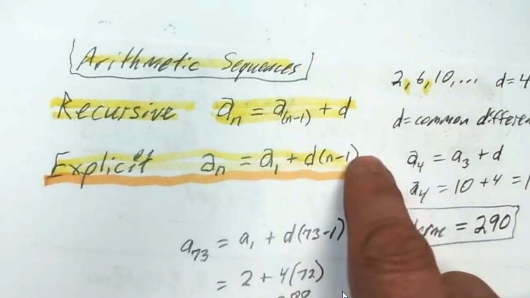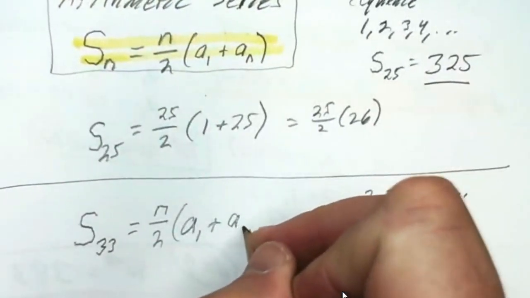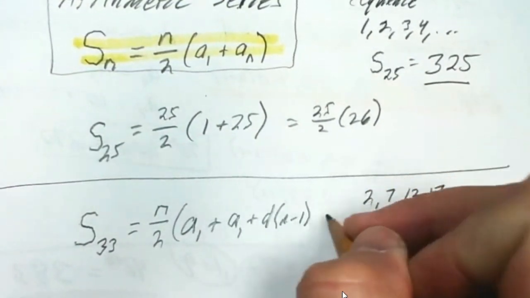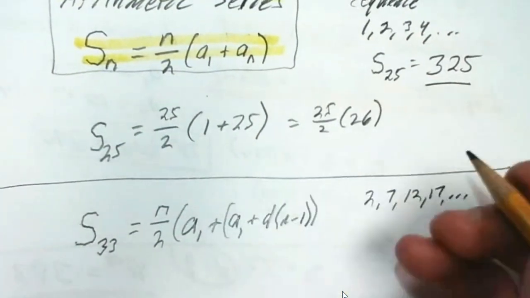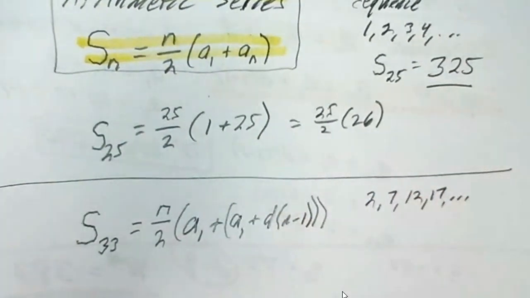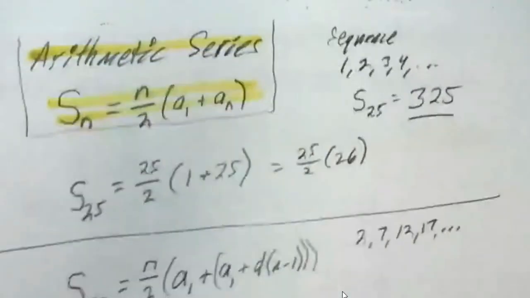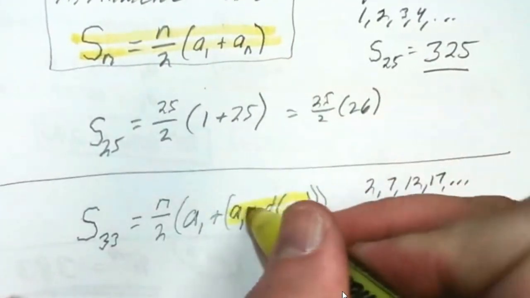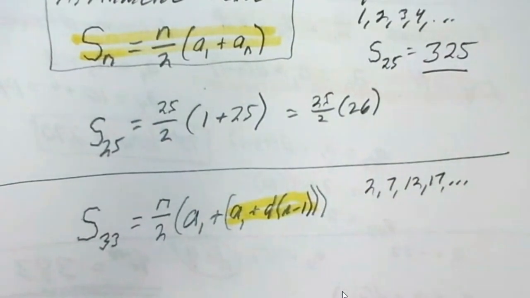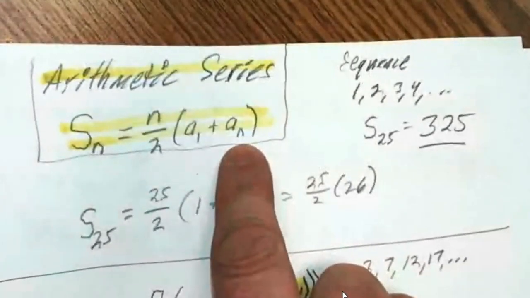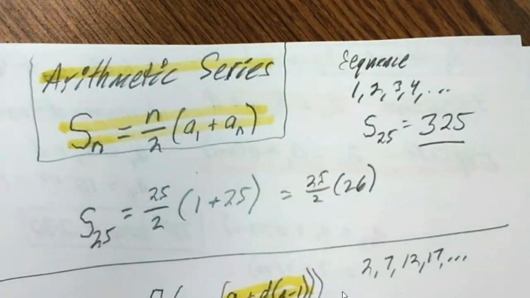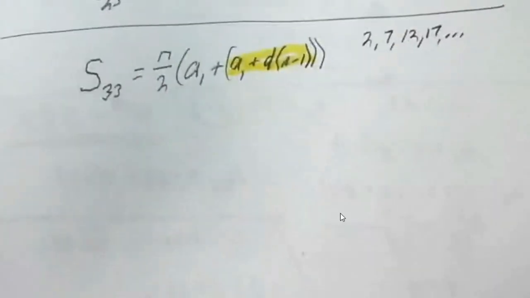So we can take this part right here, a1 plus d(n minus 1), and put that here. a1 plus d(n minus 1). Gotta get all the parentheses in there. Yeah, okay. So we stole this formula from the arithmetic sequences formula. Because we said we don't know what a sub n is. We don't know what the 33rd term of this sequence is. But this formula tells us how. So let's simplify this formula now.